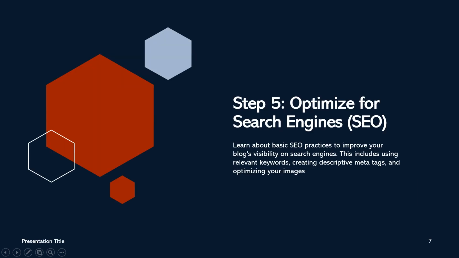Step 5. Optimize for search engines, SEO. Learn about basic SEO practices to improve your blog's visibility on search engines. This includes using relevant keywords, creating descriptive meta tags, and optimizing your images.